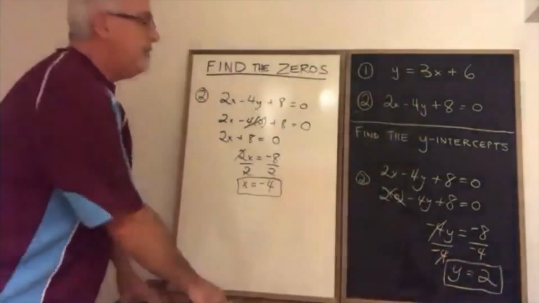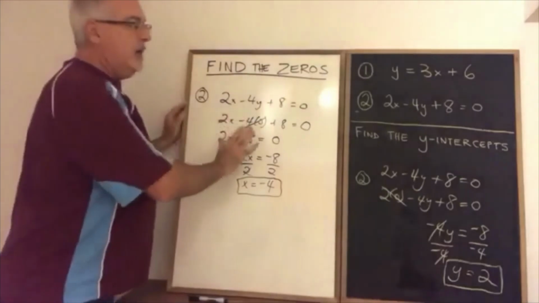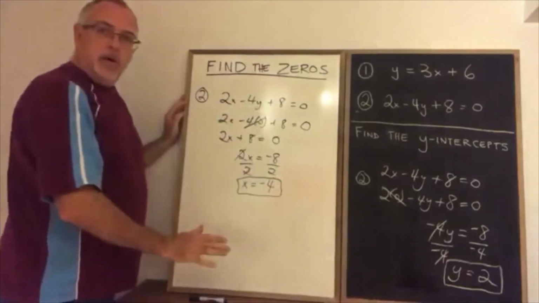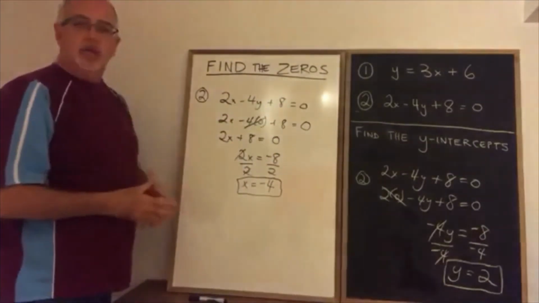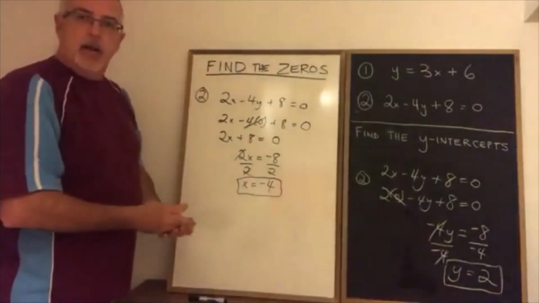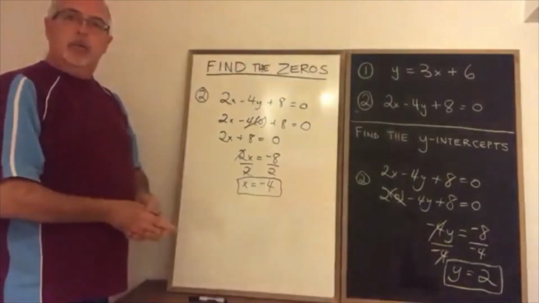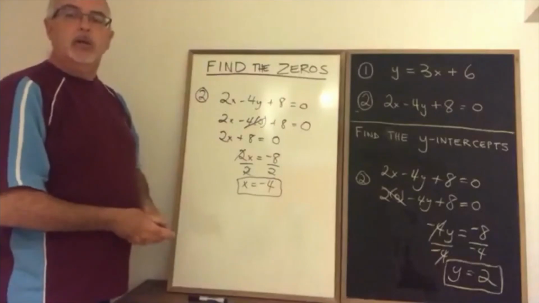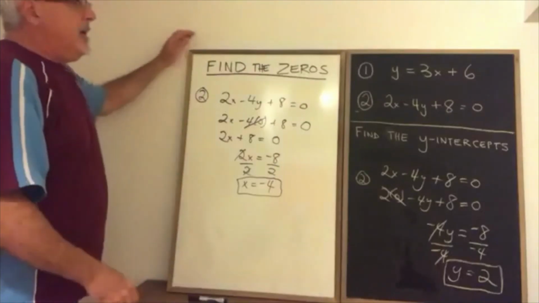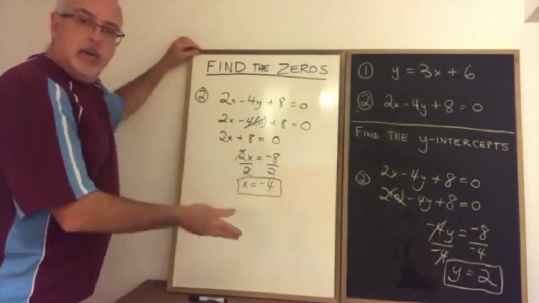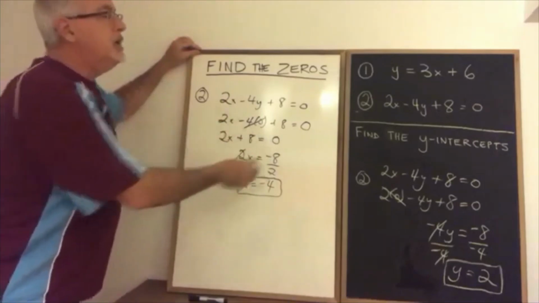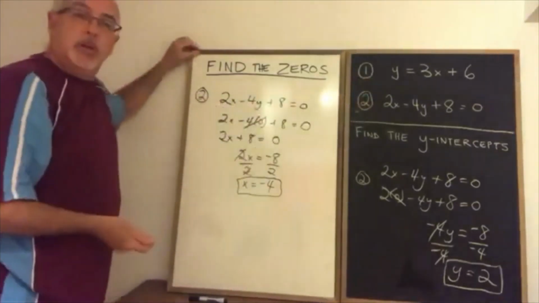Now, this method might seem a little bit slower, and it's really up to the student to decide which method they like better and use that, because if you feel more comfortable with the method you're using, you're probably going to make less mistakes. That is how to find the y-intercept and the 0 for a straight line equation, regardless of which form the equation is given to you in.